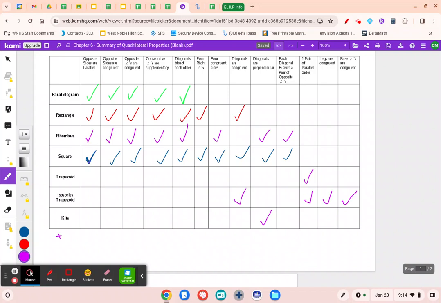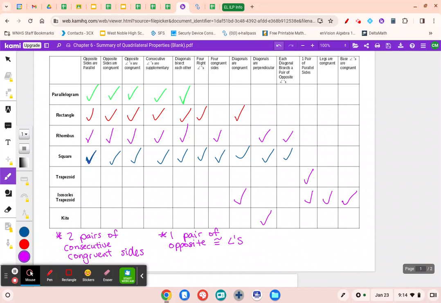There are 2 pairs of consecutive congruent sides, and there is 1 pair of opposite congruent angles. Okay? So I wish there was check boxes for those, but there's not. And then we need to draw our pictures. So let's take a look at that.